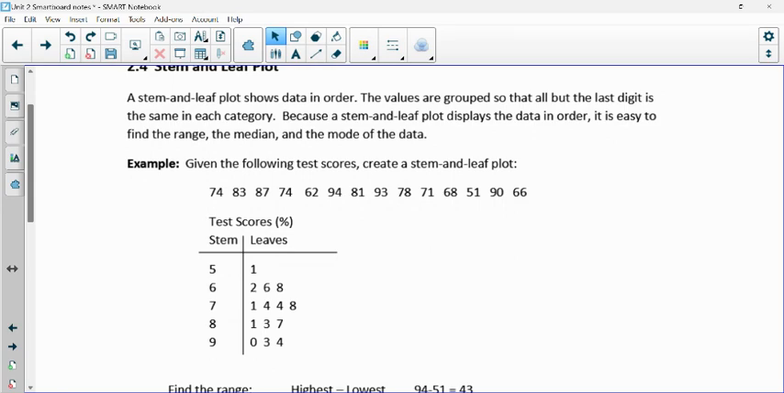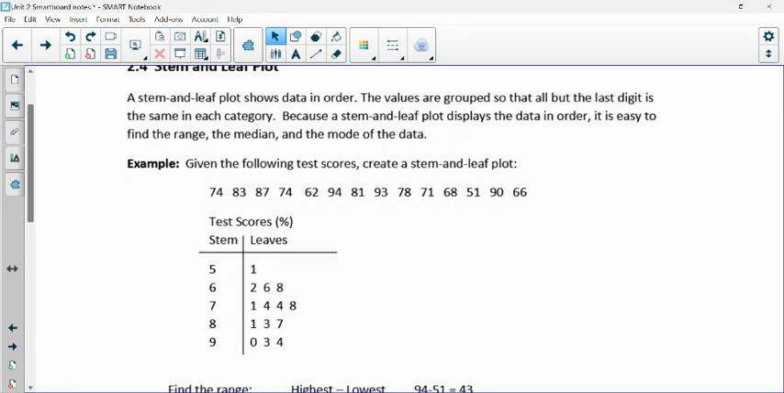So in this case, we have just two-digit numbers, so our stems are the tens position and our leaves are the ones position. If you had something that's in the hundreds, your stems would be the tens and hundreds, and the leaves would be the ones. So the leaves are always that ones position.